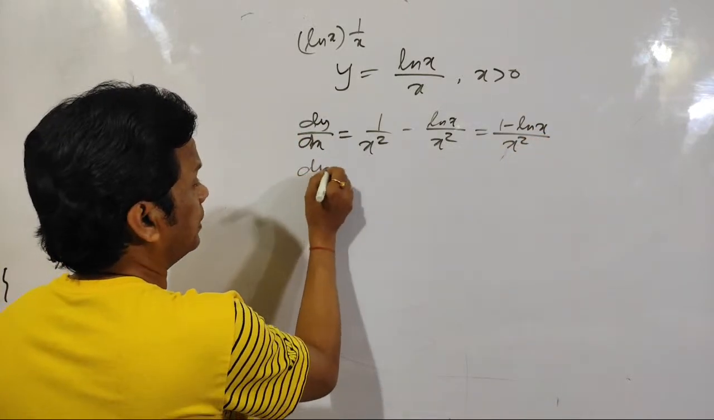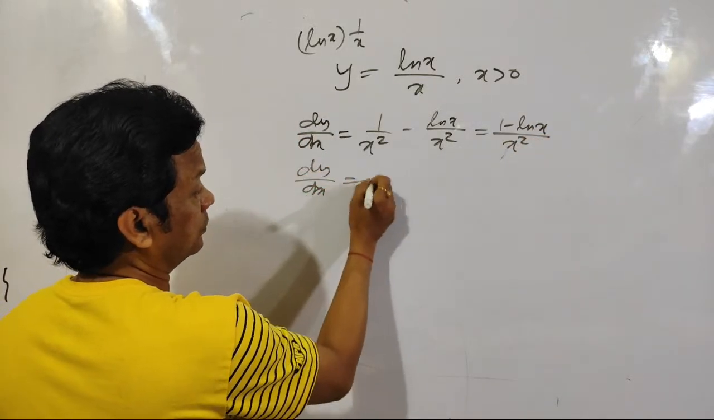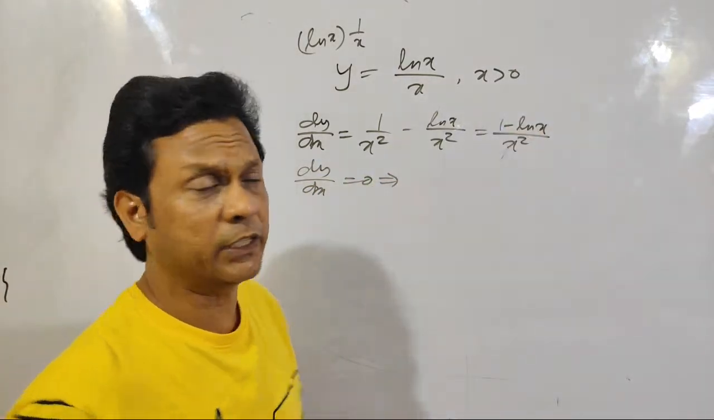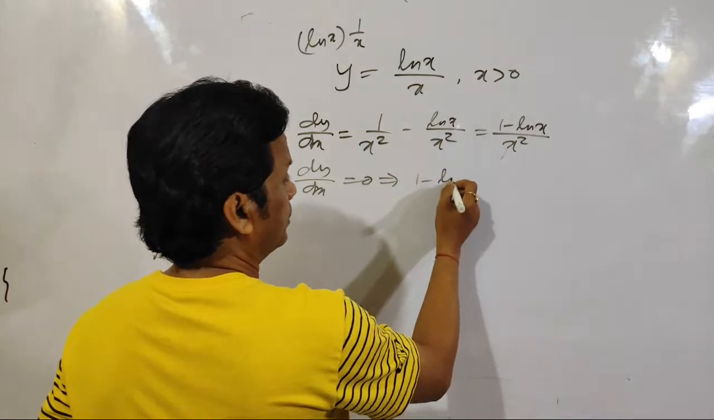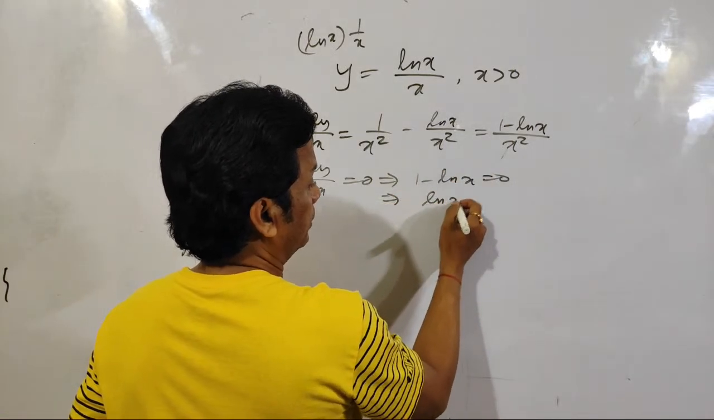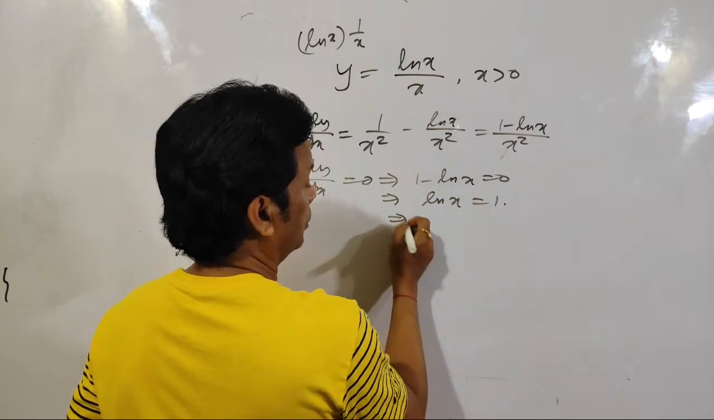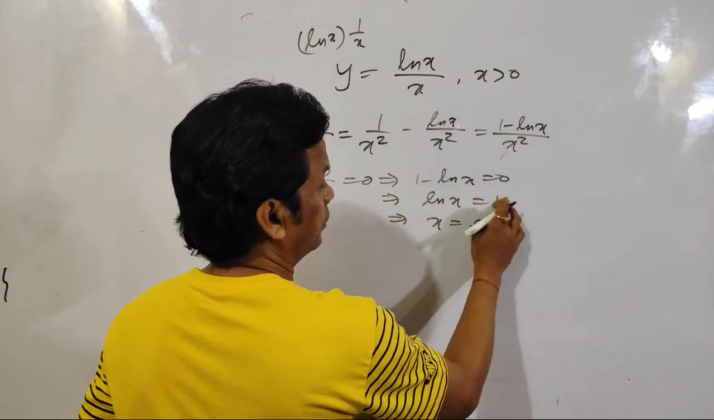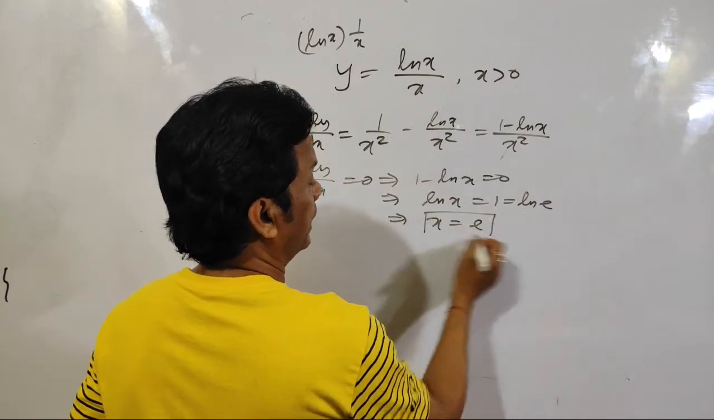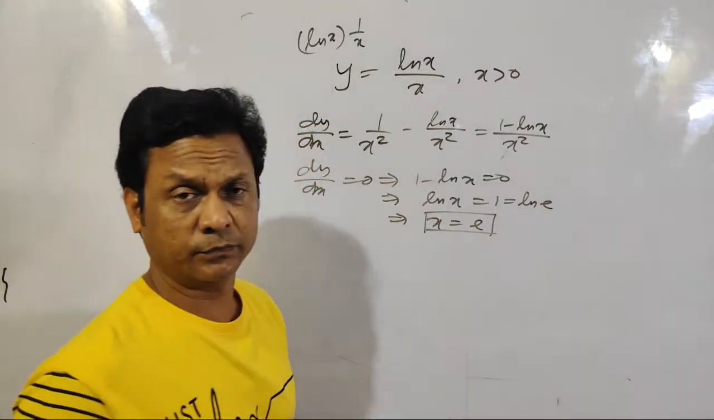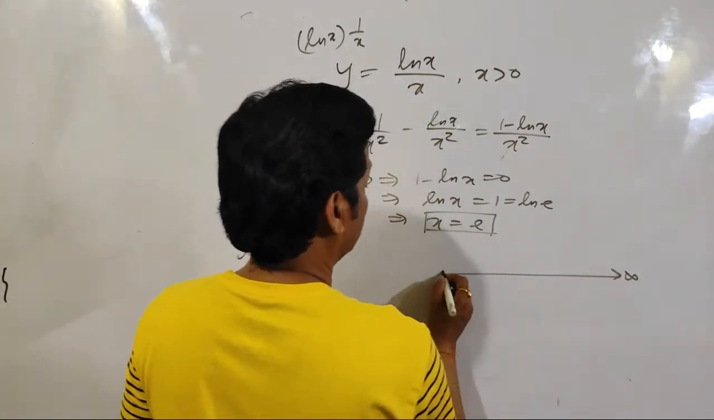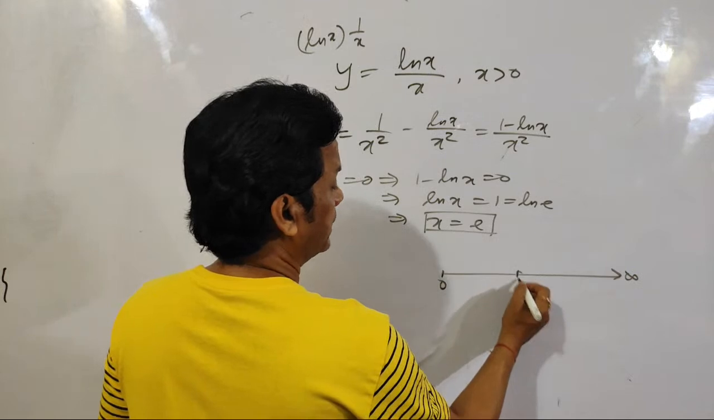And dy by dx is equal to 0 implies p by q is 0, 0 means p is 0, numerator is 0. So 1 minus ln x is equal to 0. So it implies ln x is equal to 1. So it implies x is equal to e because 1 is equal to ln e. So x is equal to e. So at this point the derivative is 0. Okay. So see here, this is the number line, this is infinity and it should start from 0 and this point is e.